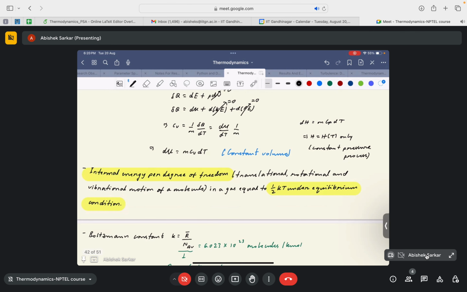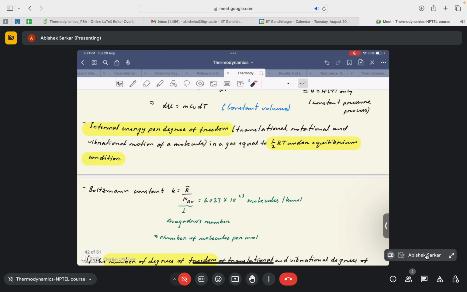Now let's go through some definitions. For simple understanding, we will not go too deep into the origins of this derivation, like how the internal energy per degree of freedom for a gas is equal to half kT under equilibrium condition. We will not see how this is derived, but let us just say that it is equal to this. This actually comes from the kinetic theory of gases. Once you consider these definitions, we will see how we are able to derive the relation between Cp and Cv for an ideal gas, and also see how Cp and Cv are actually functions of temperature even in the case of ideal gases.